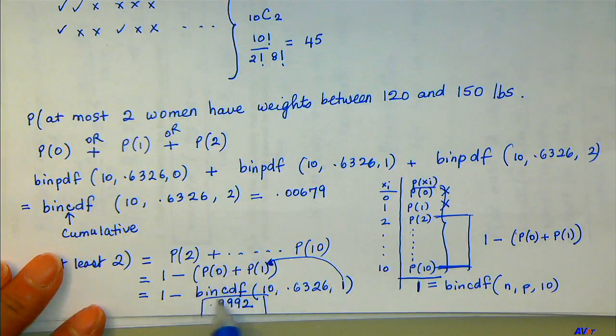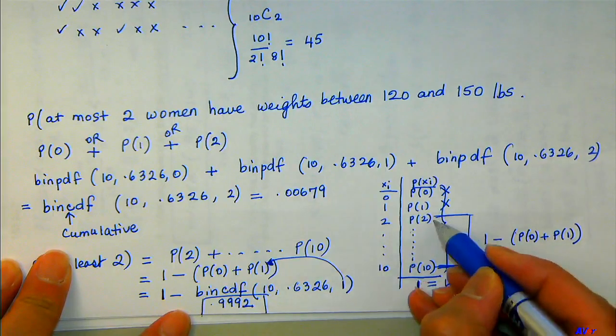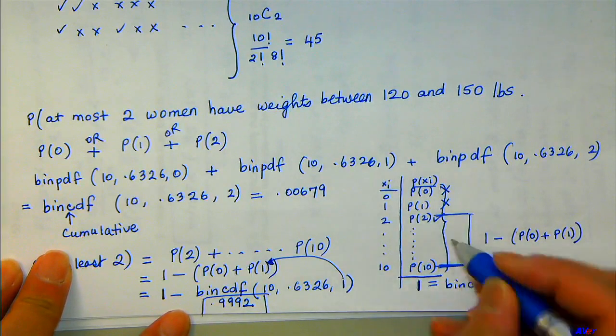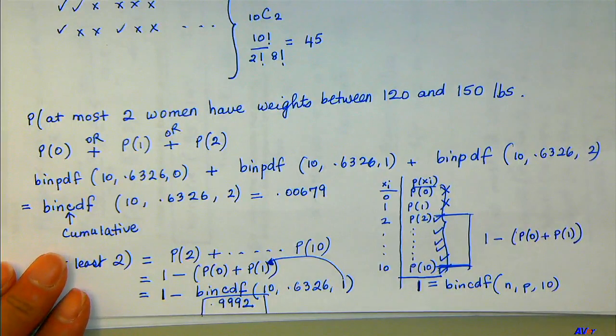So if you subtracted 1, binomial CDF of 1, and this one is binomial CDF of N, P, 10. So you would do binomial CDF of N, P, 10, which is just 1, minus binomial CDF of N, P, 1. Because if you said N, P, 2, the probability of 2 would be taken away, and you don't want to take it away. You want to include it in your answer, because your answer has to include all 9 of these. Everybody okay?